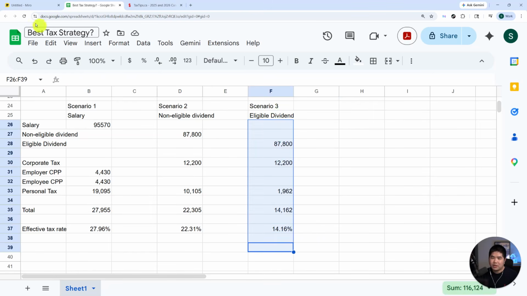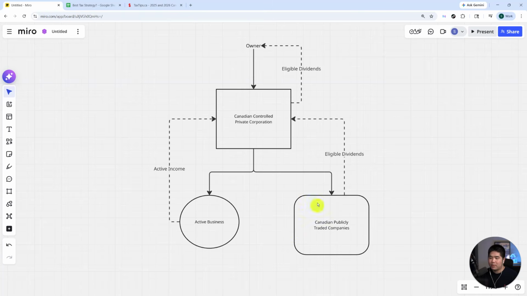Obviously, the hardest part is to build up a portfolio big enough that it can pay you $100,000 in eligible dividends. And another thing to keep in mind is that as this corporation receives investment income, it will grind your small business deduction, and therefore more of your active business income will be subject to the higher corporate tax rate, which is 26.5% in Ontario and not 12.2%. But other than that, this strategy works very, very well.